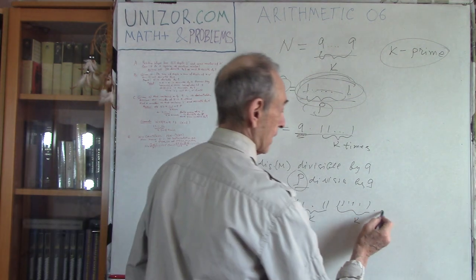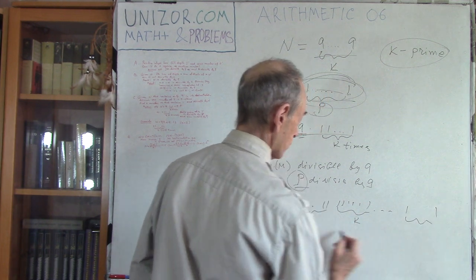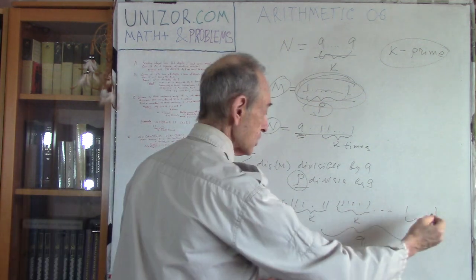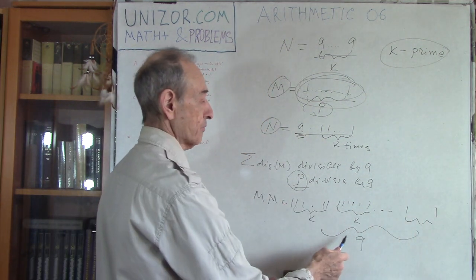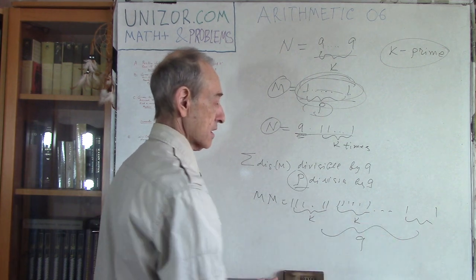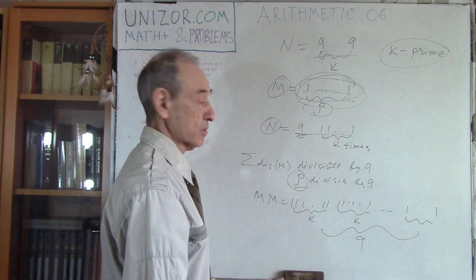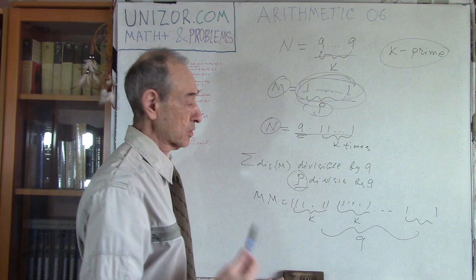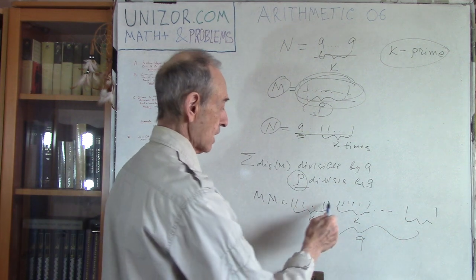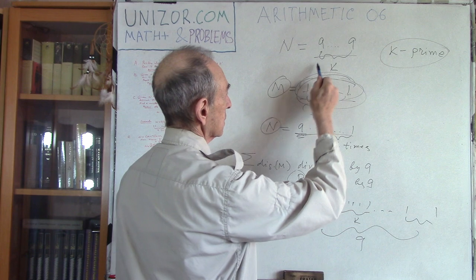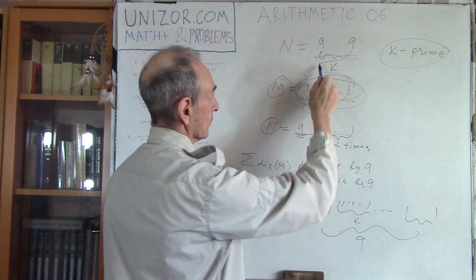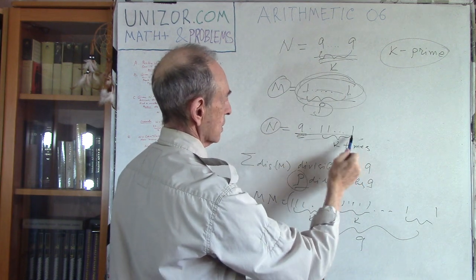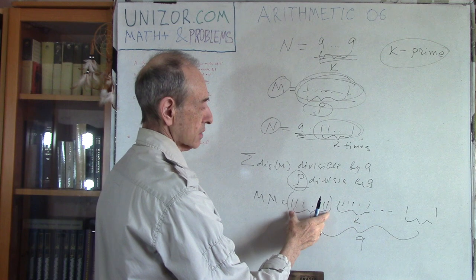No. But if I continue this, and I put 9 groups of k, the number of digits would be what? k times 9. Since the number of digits is k times 9, it's divisible by 9, since all of them are ones. And at the same time, each group contains k digits exactly as this one, and each one is divisible.